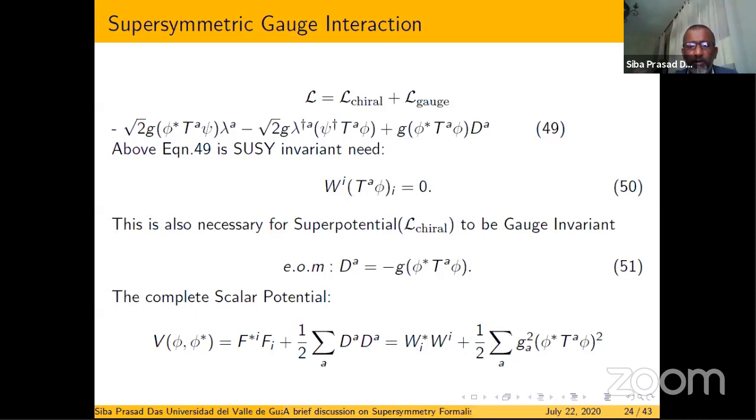So that means the complete scalar potential is nothing but Fi star Fi plus dA star dA. This is called the whole scalar potential of my chiral plus gauge plus interaction. So I have the whole scalar potential from the F term and from the D term. These are the main results so far.